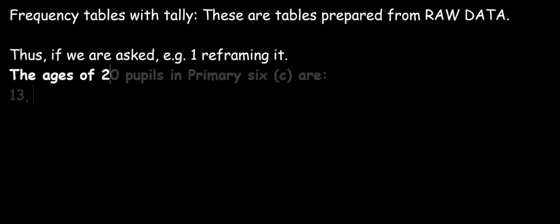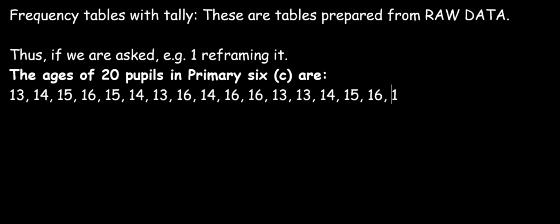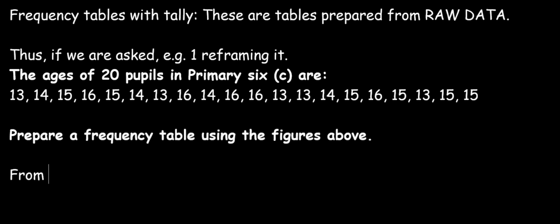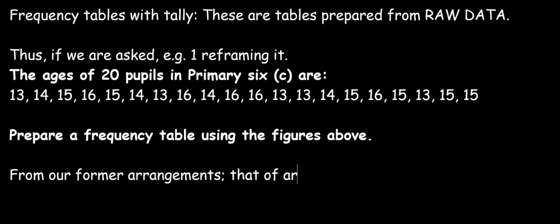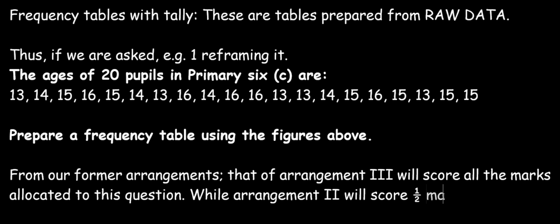Thus, if we are asked, example 1, reframing it: the ages of 20 pupils in primary 6C are 13, 14, 15, 16, 15, 14, 13, 16, 14, 16, 16, 13, 13, 14, 15, 16, 15, 13, 15, 15. Prepare a frequency table using the figures above. From our former arrangements, that of arrangement 3, we score all the marks allocated to this question, while arrangement 2, we score half mark.